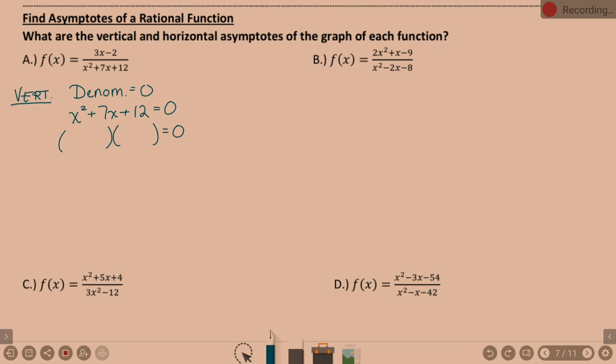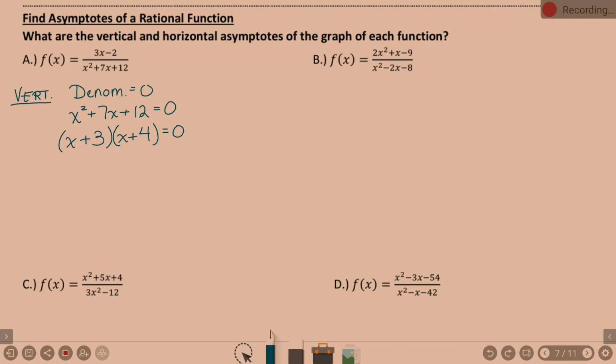X squared breaks into x times x, yes? And then we need two numbers. Those two numbers have to multiply to be 12 and, at the same time, add to be 7. 3 and 4, 4 and 3. I don't care which way you say it or write it. Positives or negatives? Positive. They're adding to be positive, multiplying to be positive.